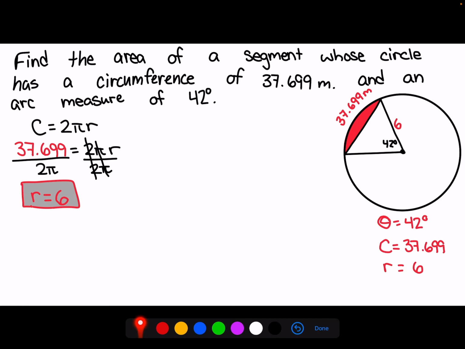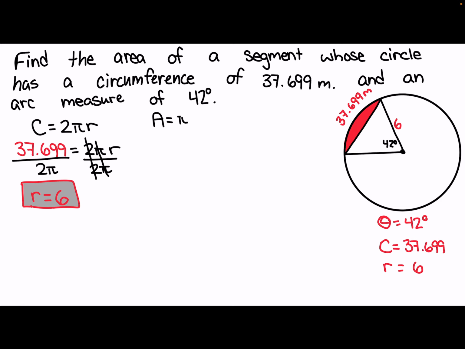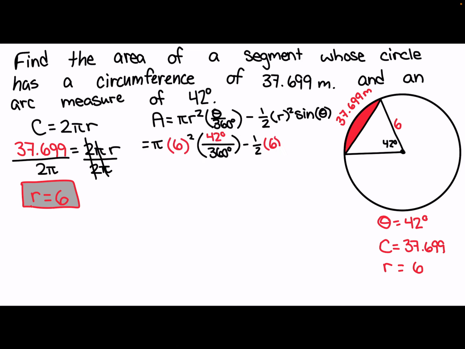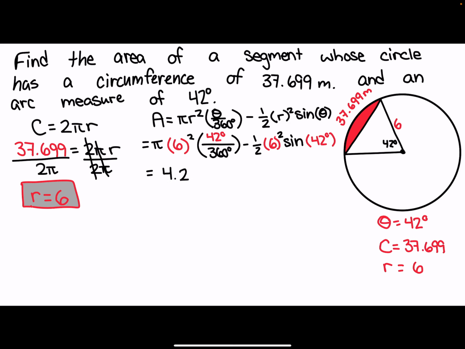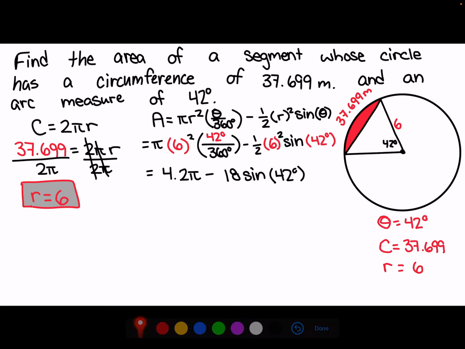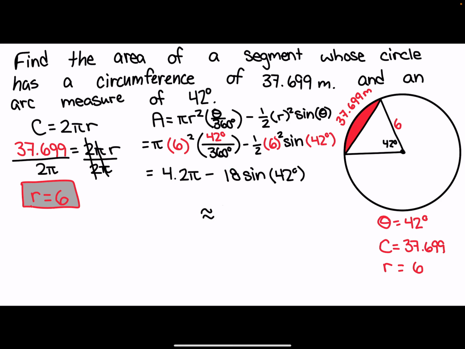Now that we have r and we have theta, we can find our area. Area will be equal to pi times 6 squared times 42 over 360 minus 1/2 times r squared, which is 6 squared, times sine of theta, which is 42 degrees. Simplifying this down, 6 squared is 36. If I multiply that by 42 over 360, I'm left with 4.2 pi. Meanwhile, 6 squared is 36. Half of 36 is 18. If we enter this into our calculator, we're left with our final answer as our area being 1.15 meters squared.